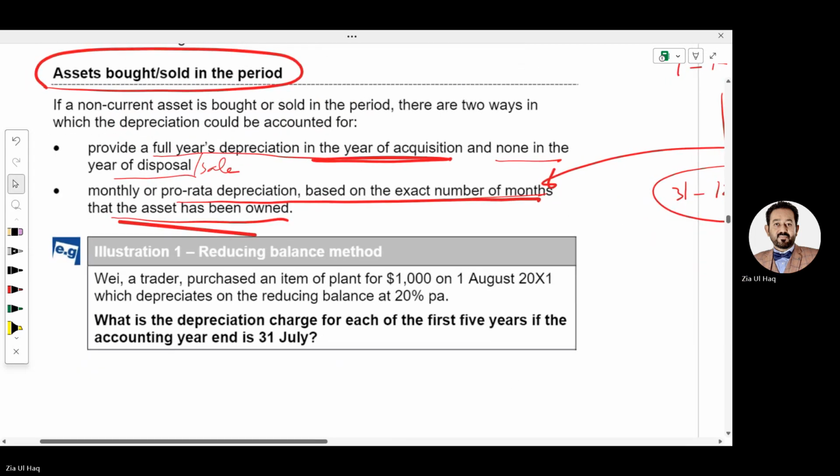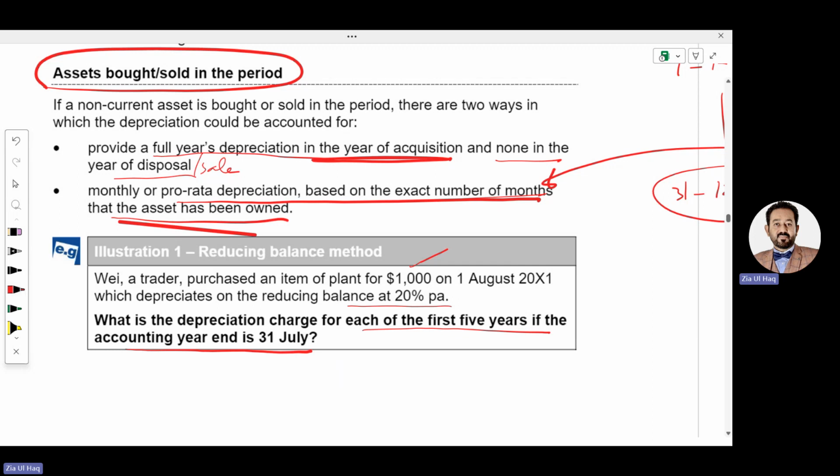Illustration 1. A trader purchased an item of plant for 1,000 on 1st August 20x1, which depreciates on the reducing balance of 20% per annum. What is the depreciation charge for each of the first 5 years if the accounting year end is 31st July? If year end is 31st July, when will the year start? 1st of August. And he purchased on 1st of August. This means full year depreciation.